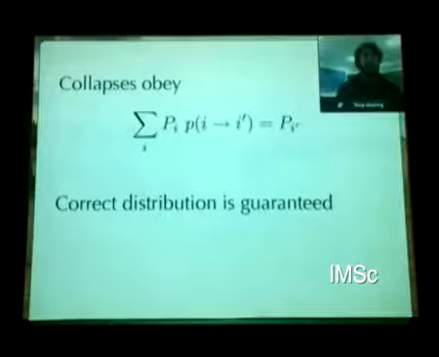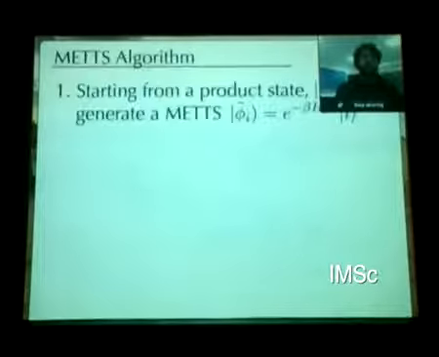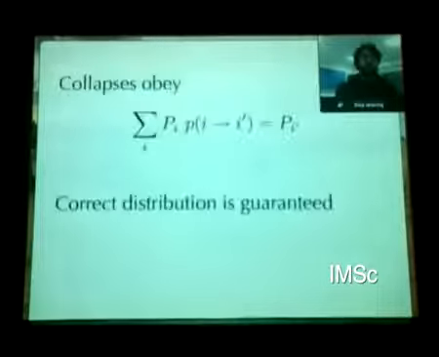It's this probability, this transition probability, P goes from I to I prime, where I is what you made your METTS out of, and I prime is the next classical product state, that obeys this Markov chain fixed point condition. So it's basically a one-line calculation to show that the probabilities of our METTS are a fixed point of this kind of update. So this, by these collapses, guarantees that you get the correct thermal distribution of these METTS. And that's an important fact.